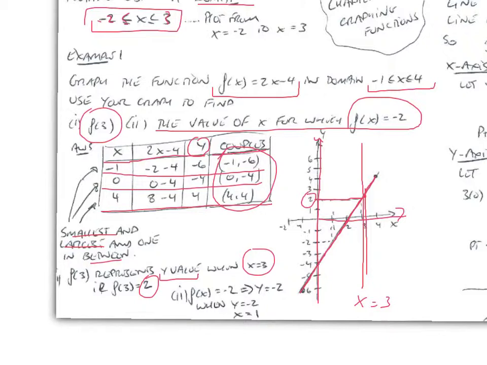And then when f of x is equal to minus 2, that's saying what is the value of x along that line when y is minus 2. So here is our y is minus 2 line, and you can see it cuts there. And we bring that up here, and we see that's at x equals 1.